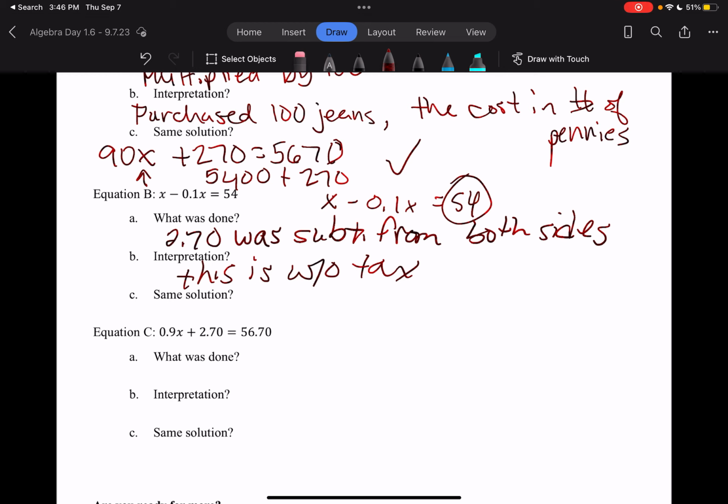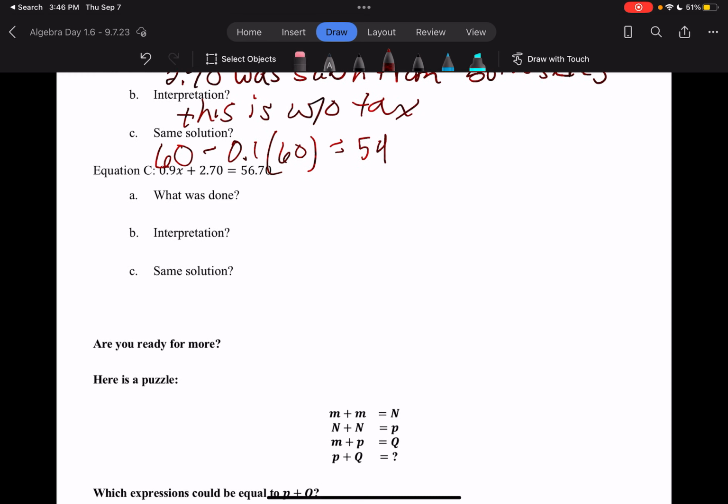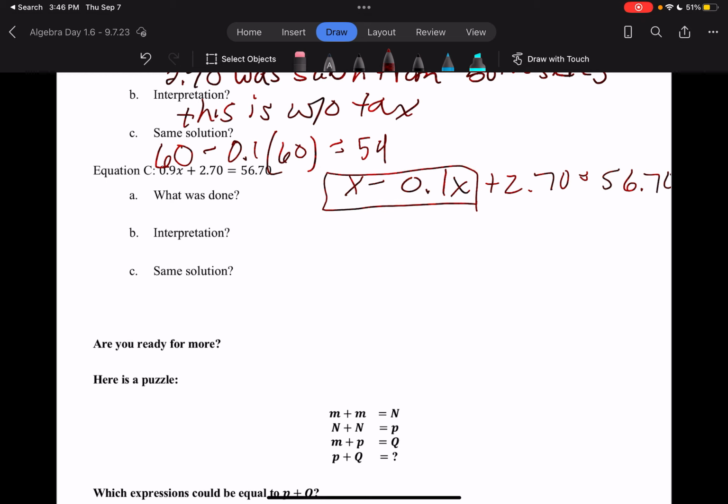So this part I'm going to have you do on your own. Plug it in. If you put 60 minus 0.1 times 60, does that equal 54? All right. Show your work, see if it does. All right, this last one says 0.9x, so instead of, at the beginning we had x minus 0.1x plus 270 equals 5670. We now, instead of these two x terms, have a 0.9x, a 1x term, right? And so what happened here is they subtracted 0.1x from 1x, and so they combined like terms.